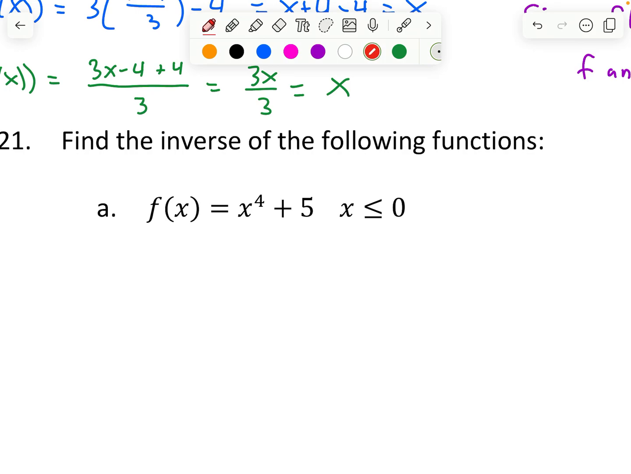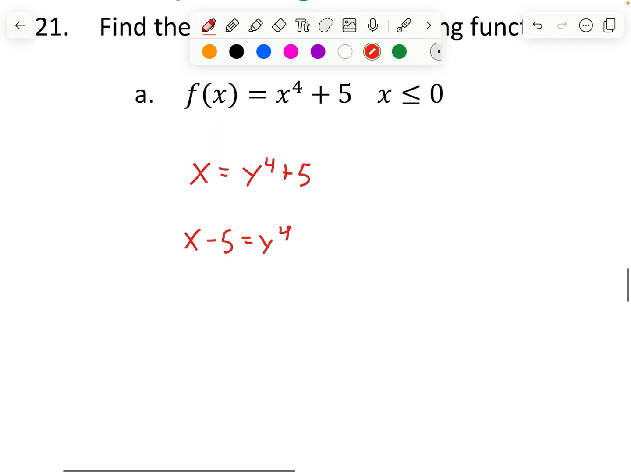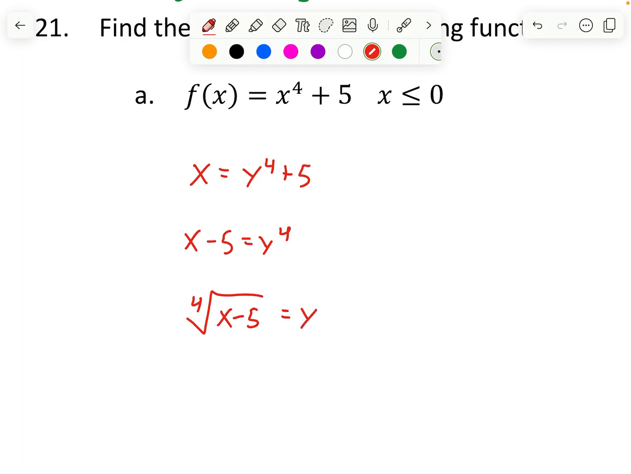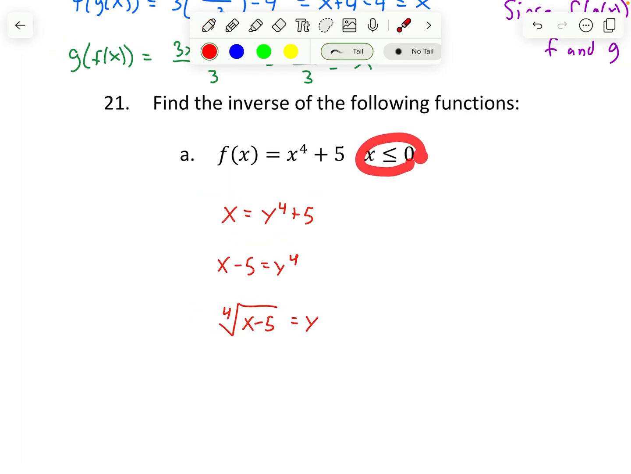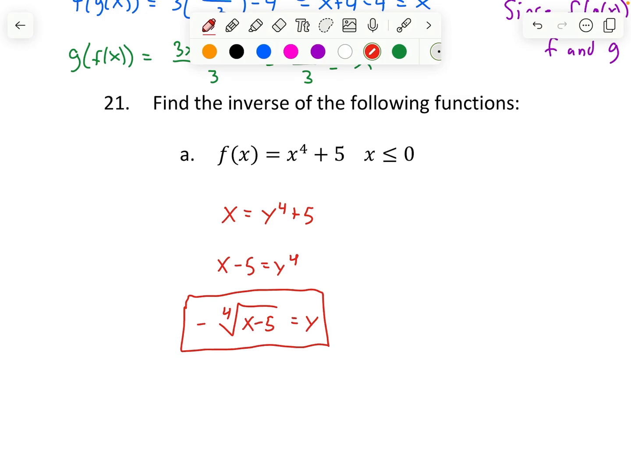So switch x and y. This says f of x, but you can call it y. So x equals y to the 4th plus 5. Subtract 5. 4th root both sides. Now technically, since we did an even root of both sides, you should have a plus or minus. But this is the domain restriction on this to make this a function. So since x has to be negative, then our y's on the inverse have to be negative. So instead of plus or minus, you just put the negative case. And that makes the original function pass the horizontal line test, which makes the inverse pass the vertical line test.